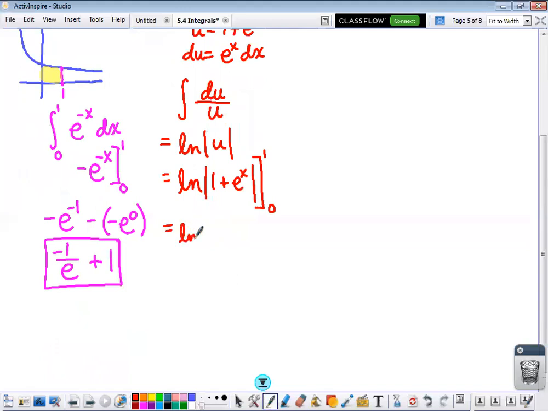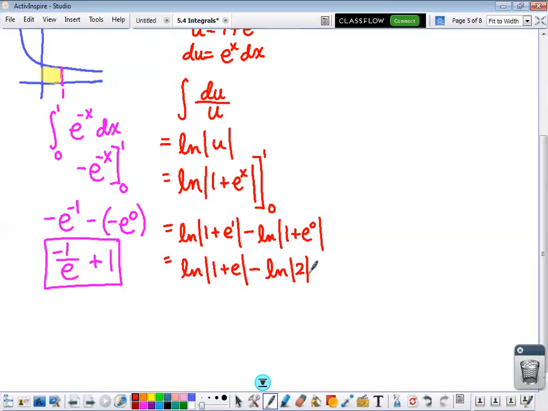Okay, so it's natural log, absolute value, 1 plus e to the 1, minus natural log, absolute value, 1 plus e to the 0. Well, this is just natural log, absolute value of 1 plus e. And then e to the 0 is 1, so it's minus natural log, absolute value of 2. All right, now you could leave it like this, or you could use your properties of the logs and write it natural log of, and since 1 plus e is positive and 2 is positive, you could actually drop your absolute value bars. So natural log of 1 plus e all over 2. You could put it in a calculator and it should come out to be about 0.62. Okay, it just depends on what the question asks, how they want the answer written.